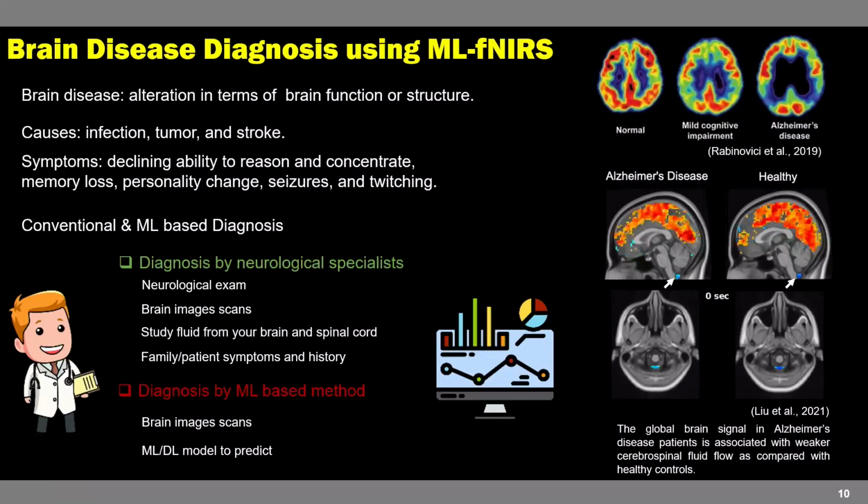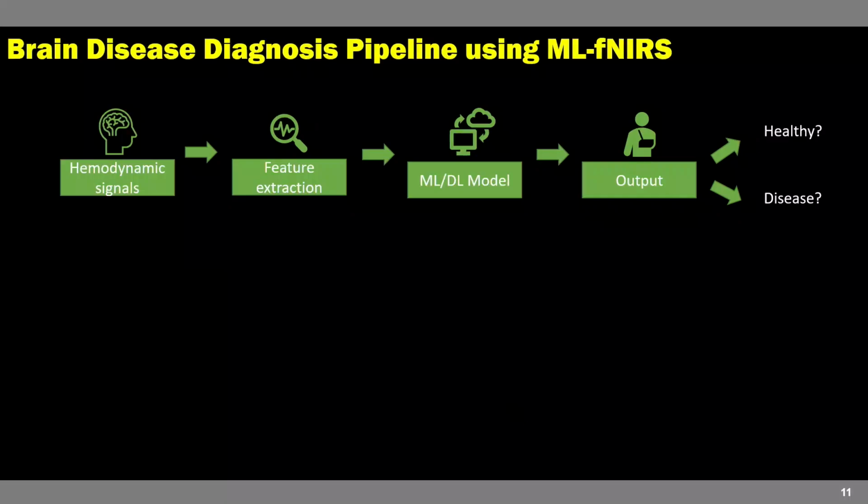But now we are using machine learning, asking whether we can use some brain imaging scan and a well-trained model to do the prediction or not. Generally, the pipeline for the analysis is: first we get the brain signals, and after that we do the analysis, get the different features, and then let the machine learning learn what the difference is between the disease and healthy control.